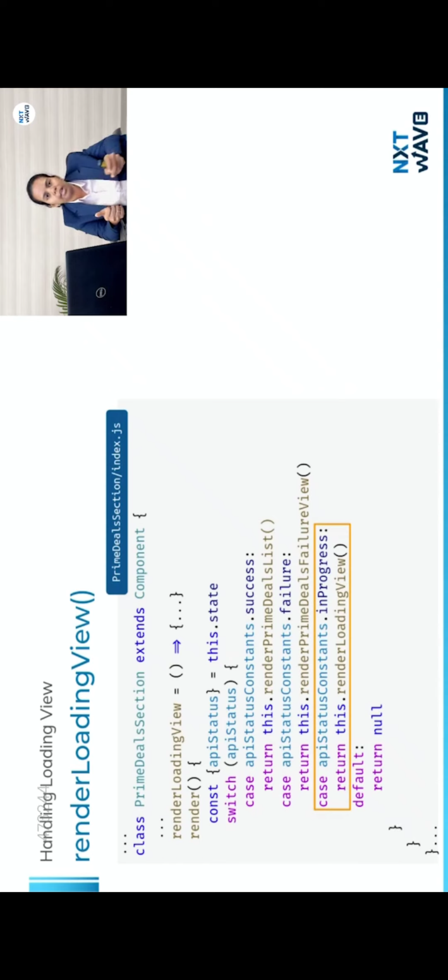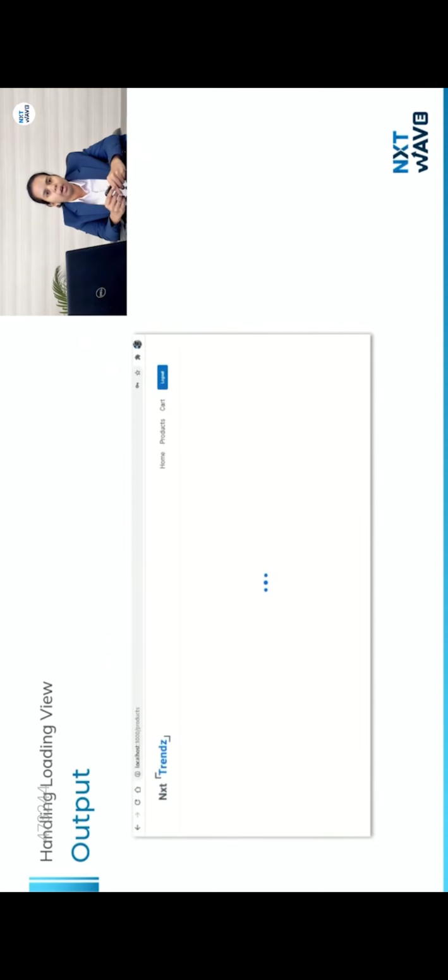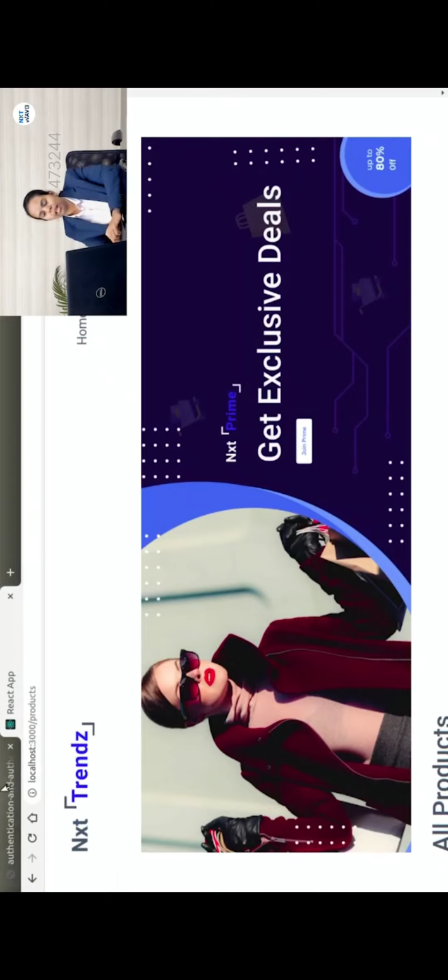Where we are displaying the loading view, return this.renderLoadingView. With this, when the API call is in progress, we'll be able to see an output in this manner. So let's give this a try. Now we are done with the failure and the success, right? The one thing that we are left with is in progress.